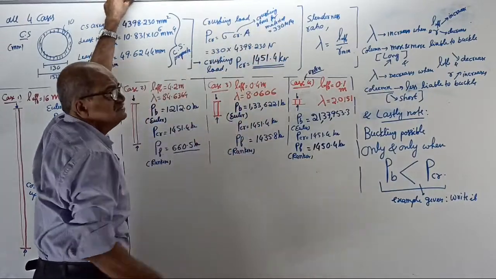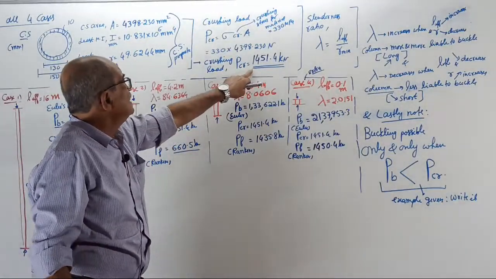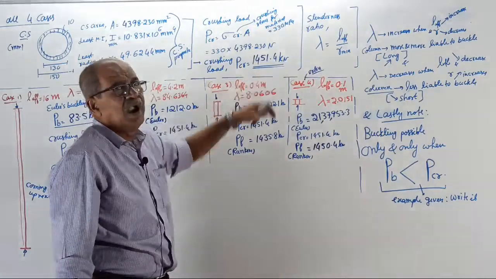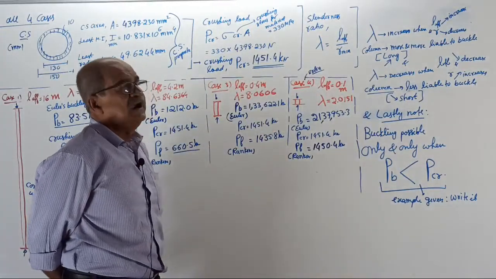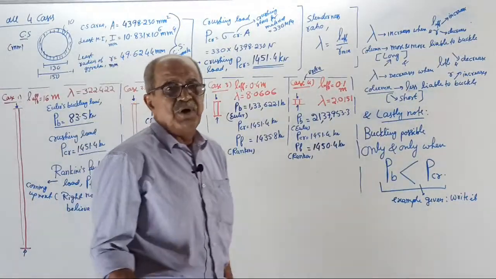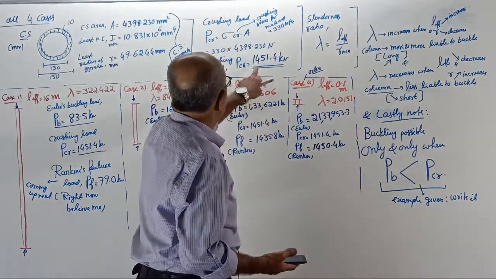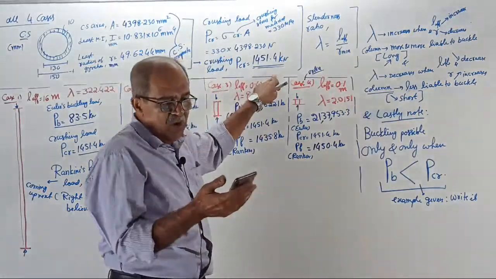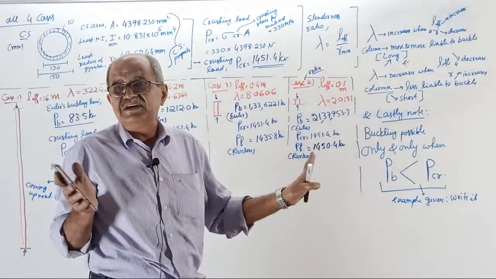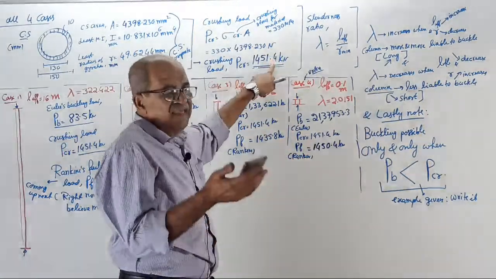1451.4 kilonewton. Means, correctly note now, when the load reaches 1451.4, that is around 1450, a little more, the column will get crushed. It will become pieces. Remember, does this have anything to do with the length?